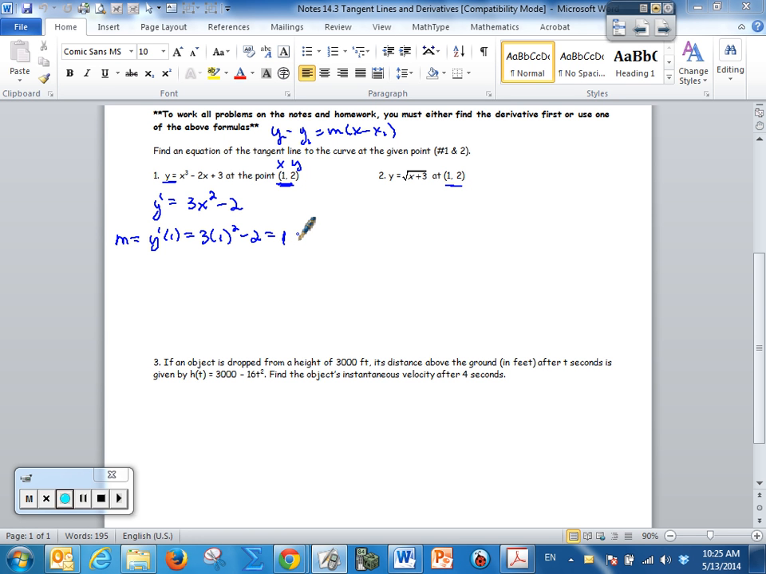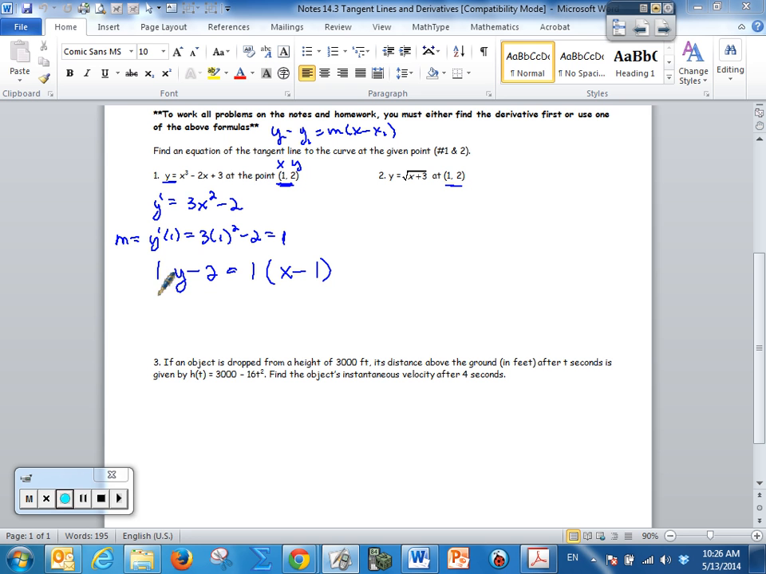I just do y minus y1, which is 2, equals m, which is 1, and it's a 1. You don't have to write the 1. I'm just showing you the format. m times x minus x1, which is 1. And that's our equation of our tangent line. No sense in moving it around and shaking it up. It is fine the way it is.